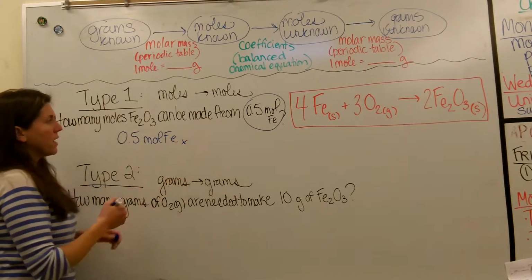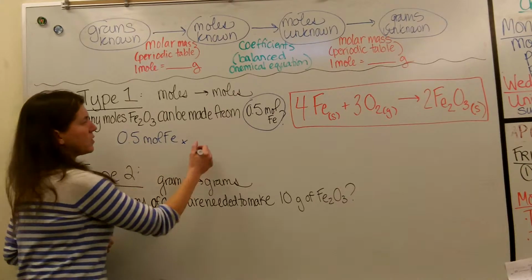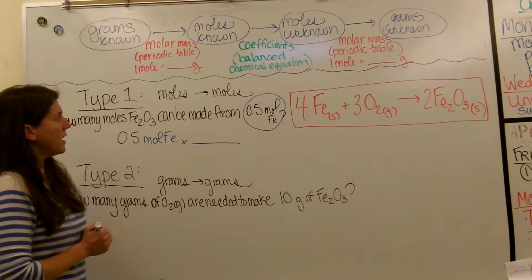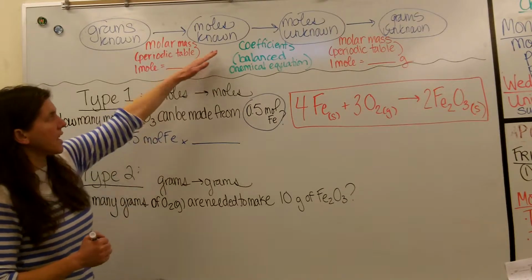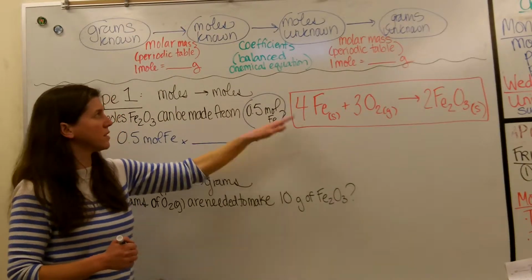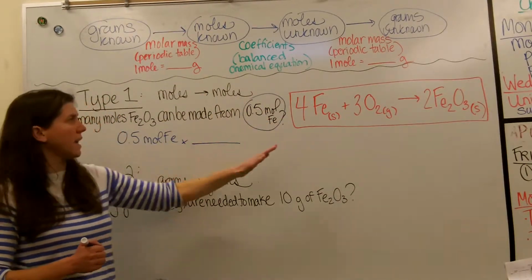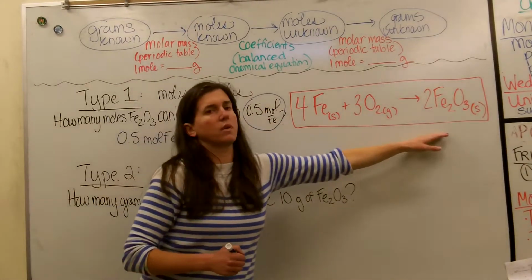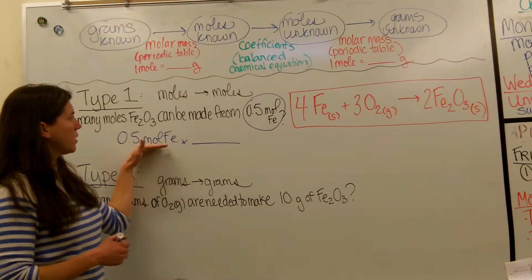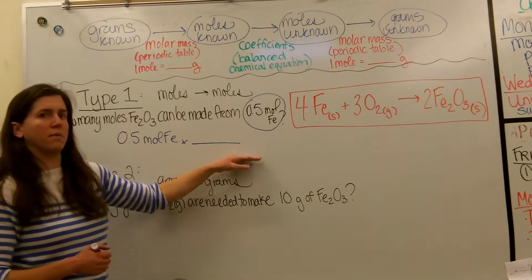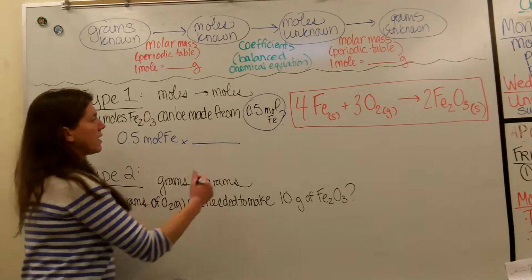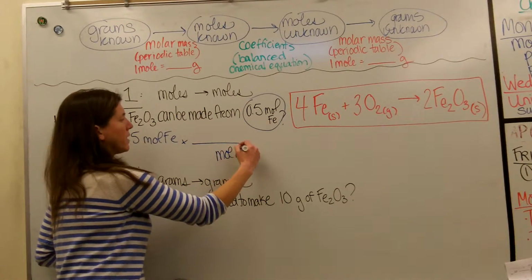And then I'm going to take this number and I'm going to multiply it by a fraction. Okay? That fraction is going to be, in this case, based upon my coefficients in my chemical equation. So this ratio tells me I need 4 irons for every 2 iron oxides. The way that I set up these fractions is whatever units are right here should go on the bottom of my fraction. So since this says moles of iron, on the bottom here, I'm going to put moles of iron.